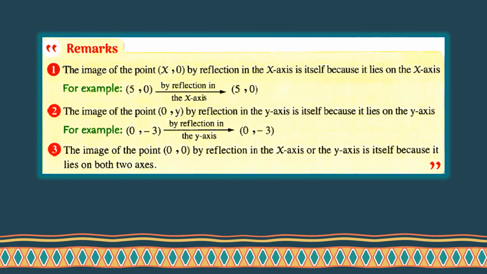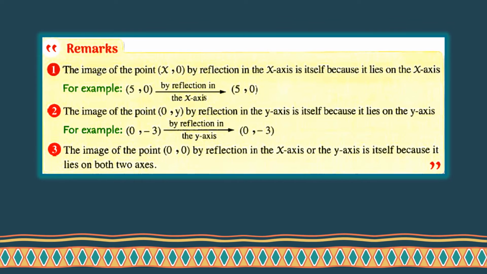Now some remarks. The image of the point (x, 0) by reflection in the x-axis is itself because it lies on the axis. For example, (5, 0). Reflection in the x-axis, we must change the second projection, so 0 stays the same. The answer will be (5, 0).